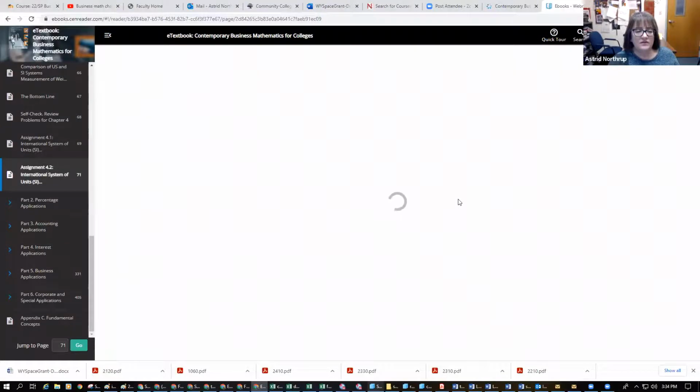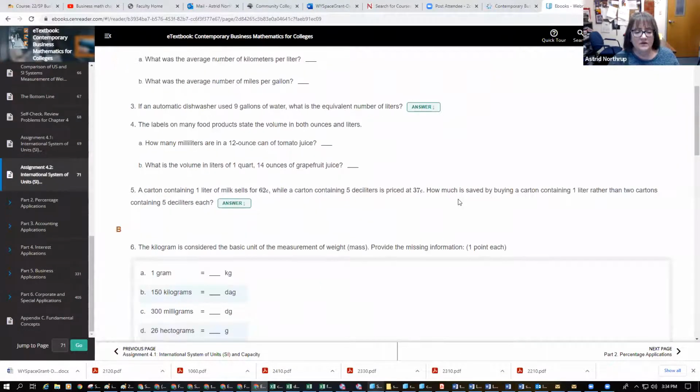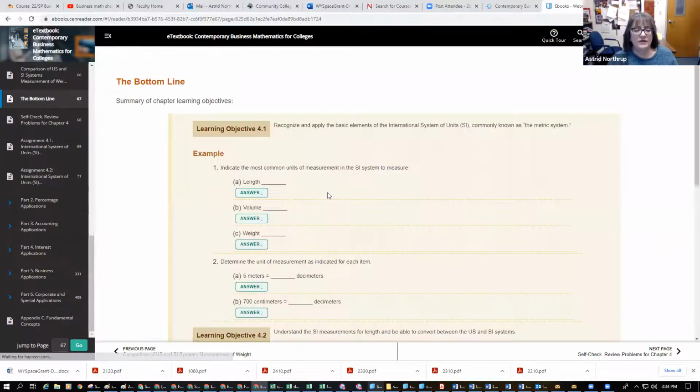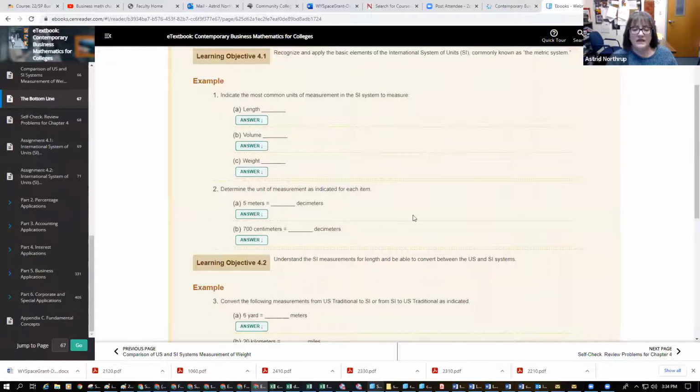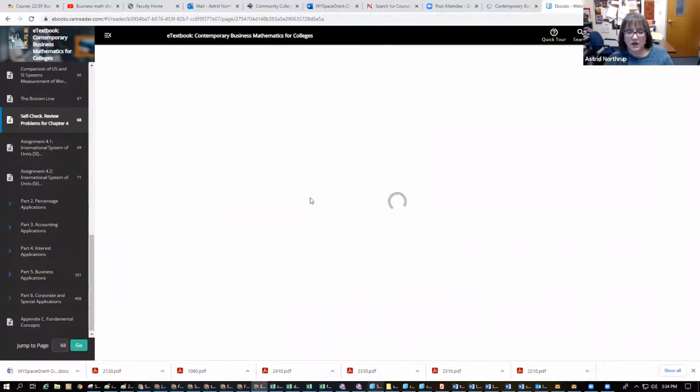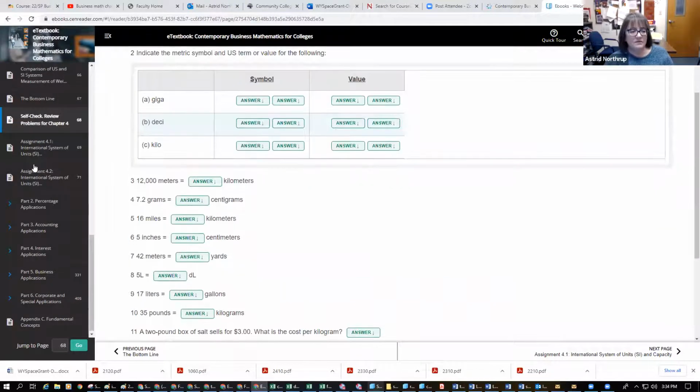You don't have to do the assignments if you're comfortable with the rest of it. However, if you don't feel like you have enough material after you've done the bottom line and the self-check, if you don't feel comfortable with this material, then go ahead and work out the assignments as well.